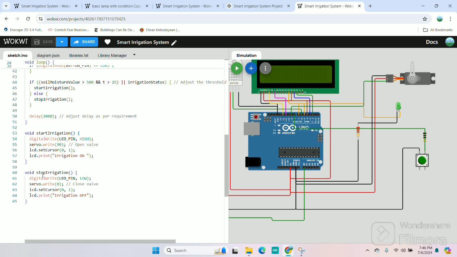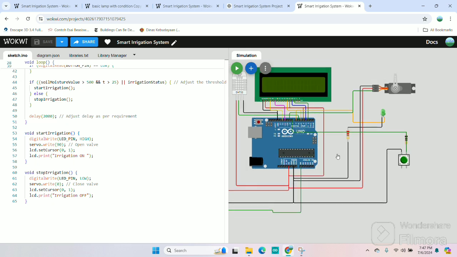And then if the system is inactive, the LED pin is low, it means this indicator is off, and then the servo writes 0, it means it goes from this position back to the initial position. And then on the LCD it prints that the irrigation is off.